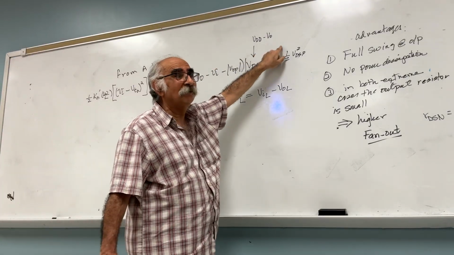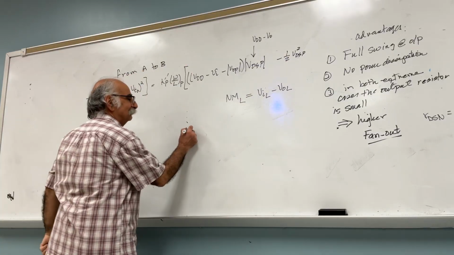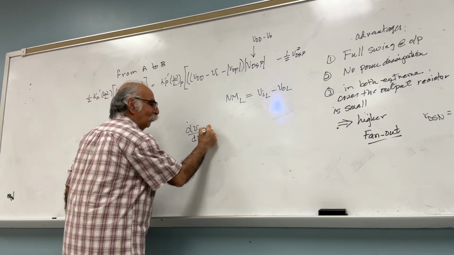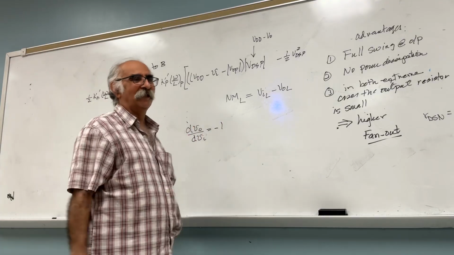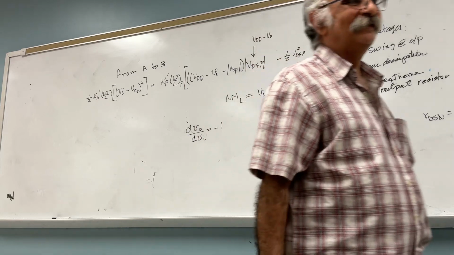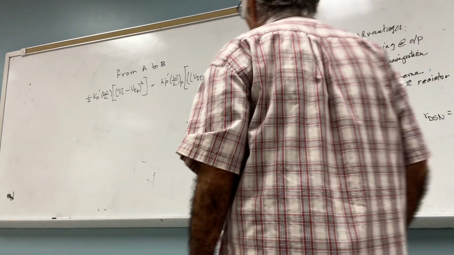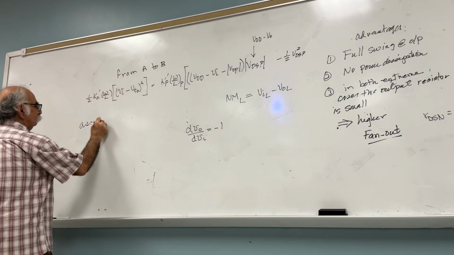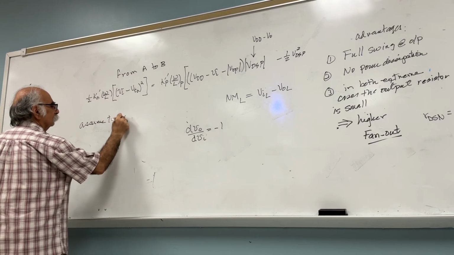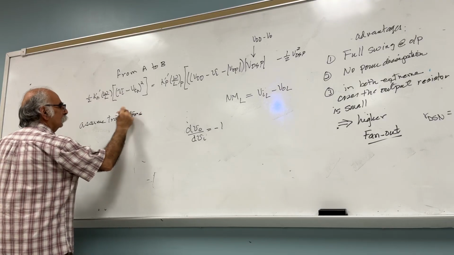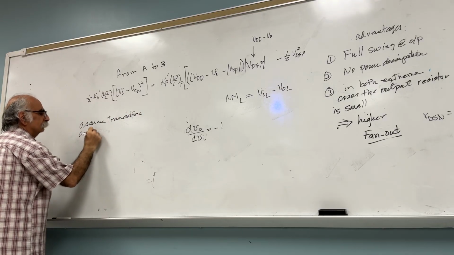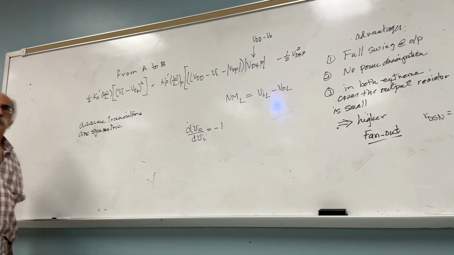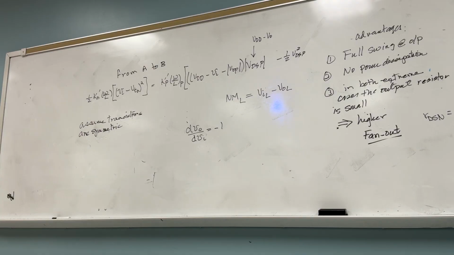Do you see this V naught? Yes? What do you do? You equate it equal to what? Negative 1. Yes? Now, let's take an approximation here. Assume the transistors are symmetric. What does that mean when I say they are symmetric?